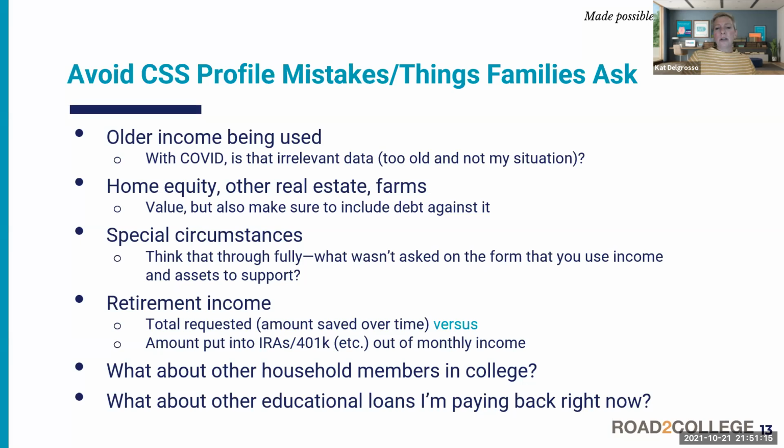Special circumstances in general, you want to think through that fully. What else are you paying for that wasn't asked for on the application? The FAFSA, let me just tell you, asks for very minor stuff. The profile actually allows you to tell more information. So think it through. Are you supporting a grandparent? Are you paying their rent every month for $1,000 or $2,000 a month? Are you buying them groceries every month? Just think all that stuff through.